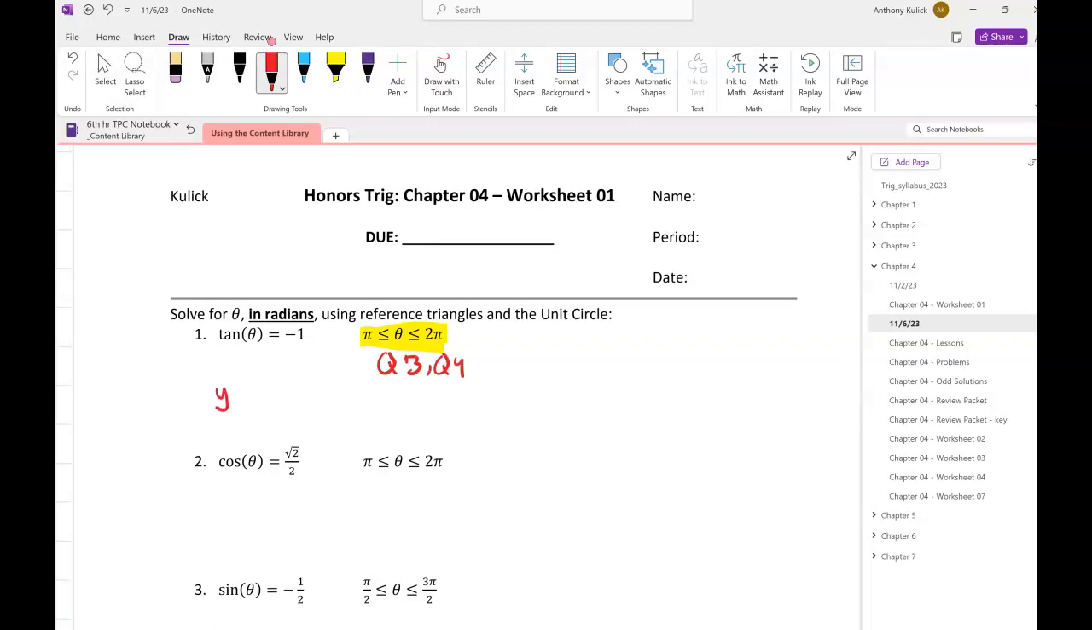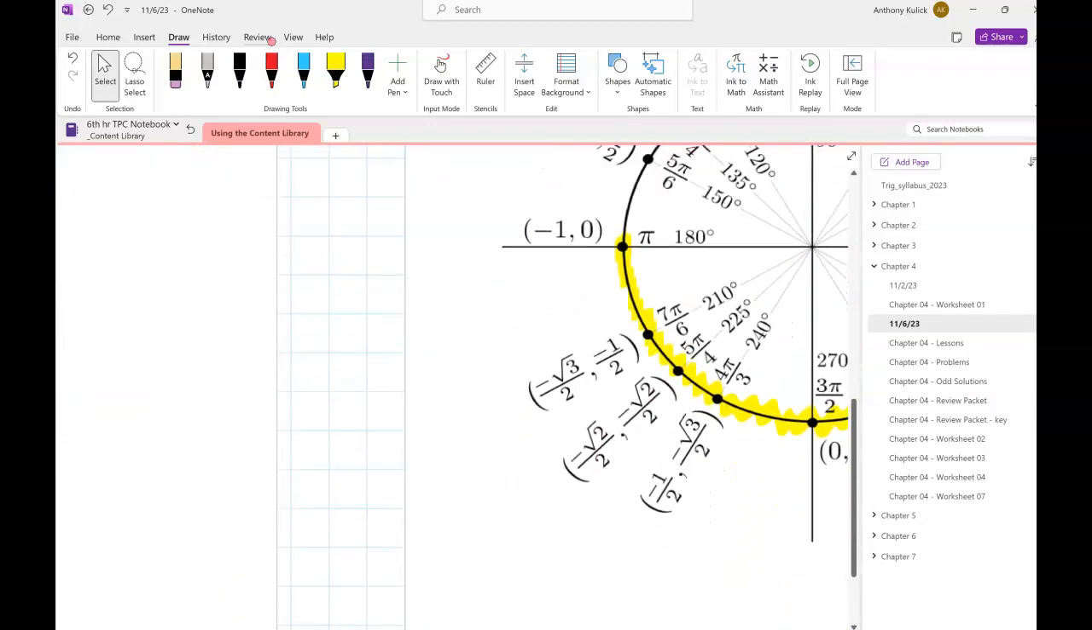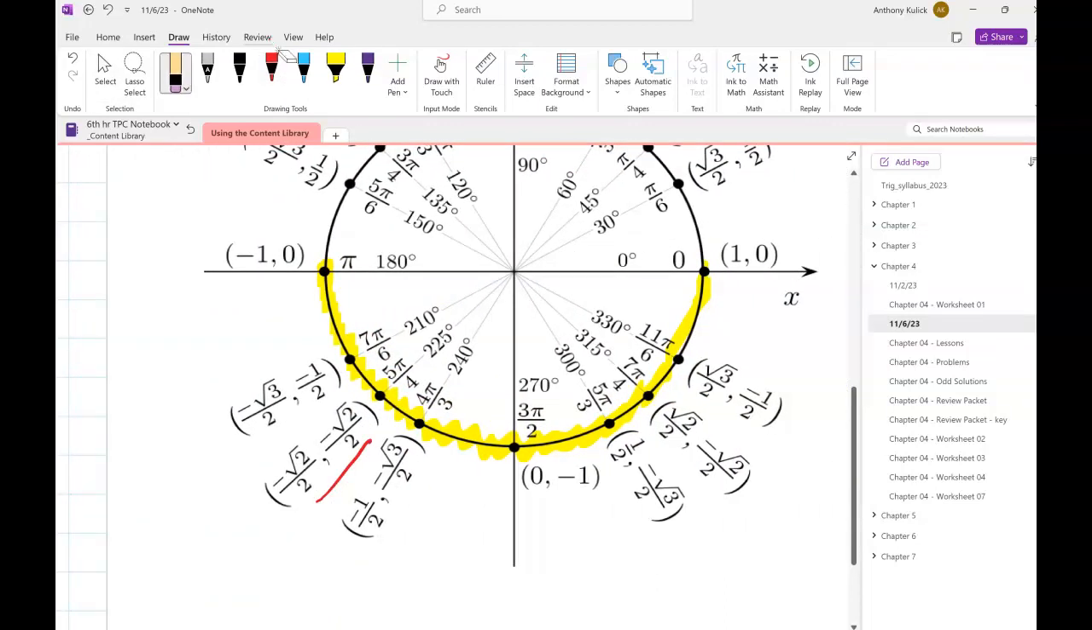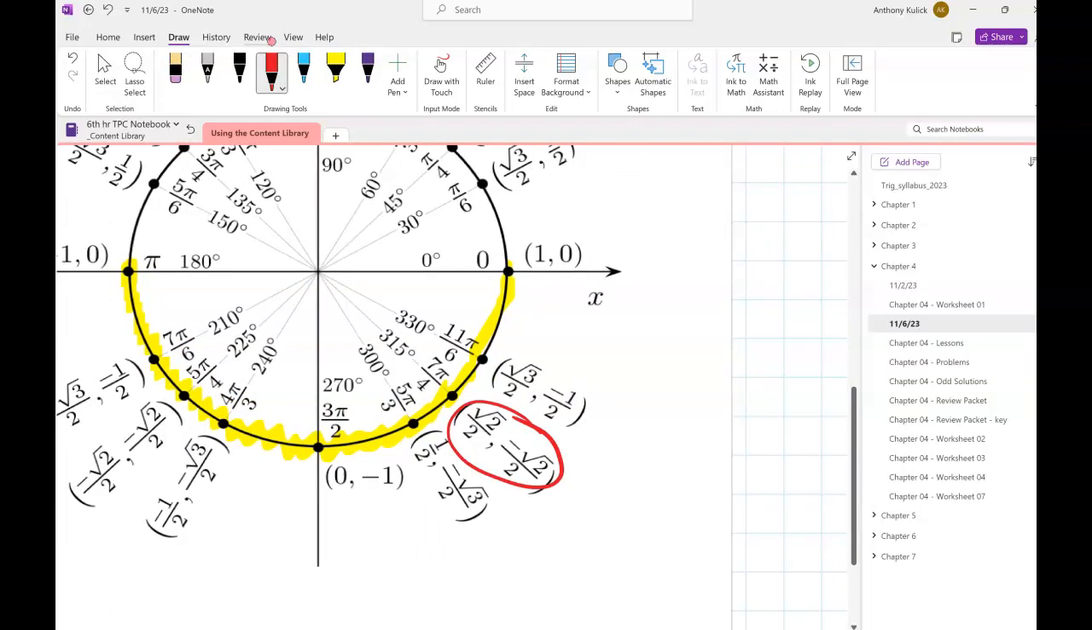Now remember that tangent is y over x on the unit circle. And so if y over x is -1, that would tell me that y equals -x. So x and y should be the same number, but different signs. So I'm going to look in quadrants 3 and 4 for a place where x and y are the same, but different signs. I notice here, oh, but they're the same sign. So I go here, that's what I want. So my answer should be 7 pi over 4.